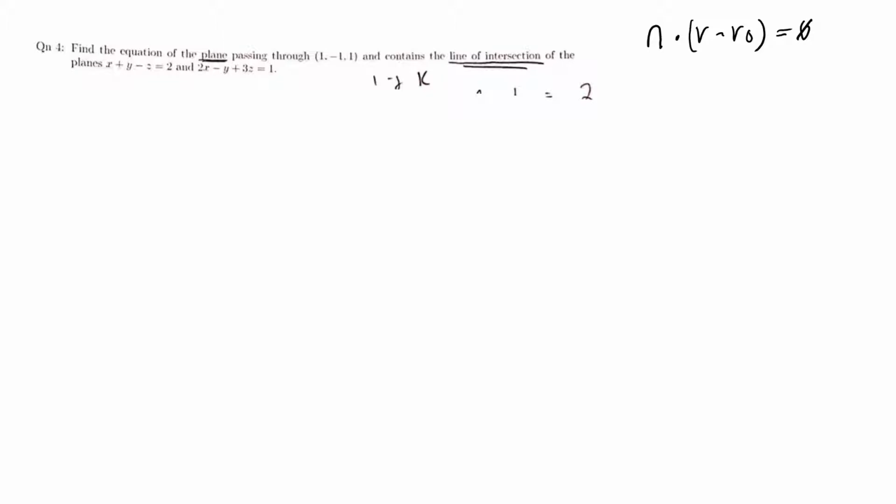So first we can write out our equations: x + y - z = 2 and 2x - y + 3z = 1. We know from their equations we can find their normal vectors.